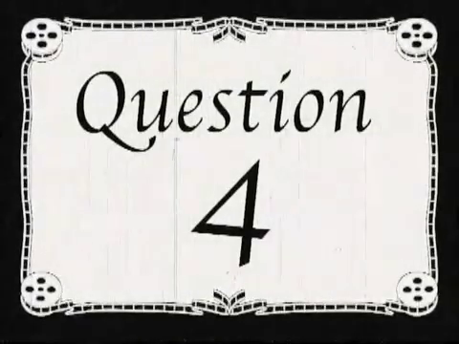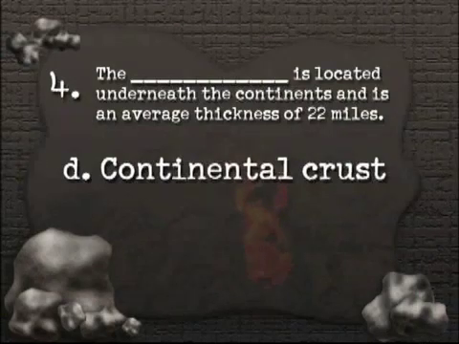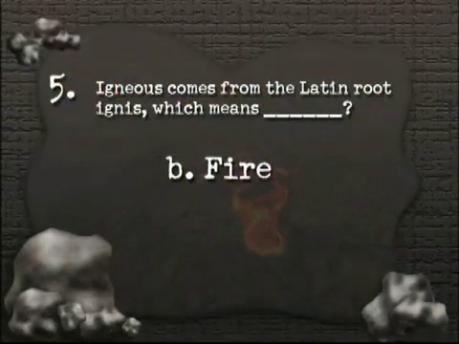Question 3. B. The mantle makes up 70% of the Earth's structure. Question 4. D. The continental crust is located underneath the continents and is an average thickness of 22 miles. Question 5. B. The Latin root ignis means fire.